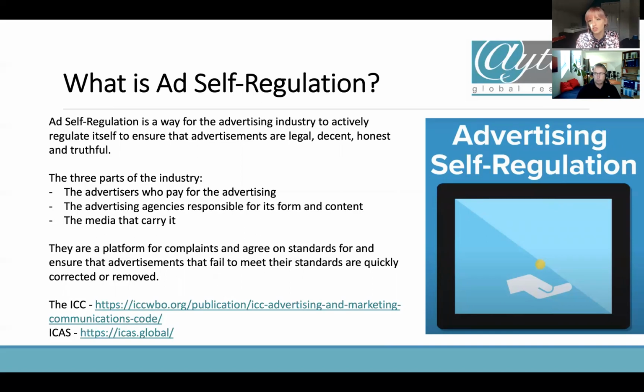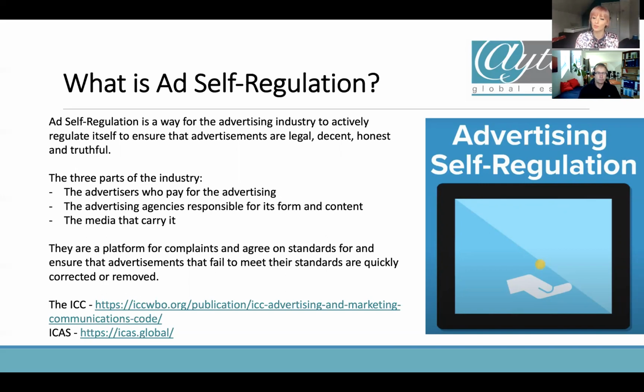So ad self-regulation is basically how the industry regulates itself when it comes to advertising. And the idea of it, for every country that has a self-regulatory organization in the world, is to make sure that the adverts are legal, honest, decent, and truthful. It's to protect consumers, but it's also to protect competitors. So making sure there's a good competitive market out there and that people aren't just saying what they want about their product to sell it, because this would be really unfair. But also definitely for consumers as well. You shouldn't be misleading consumers to purchase your product.